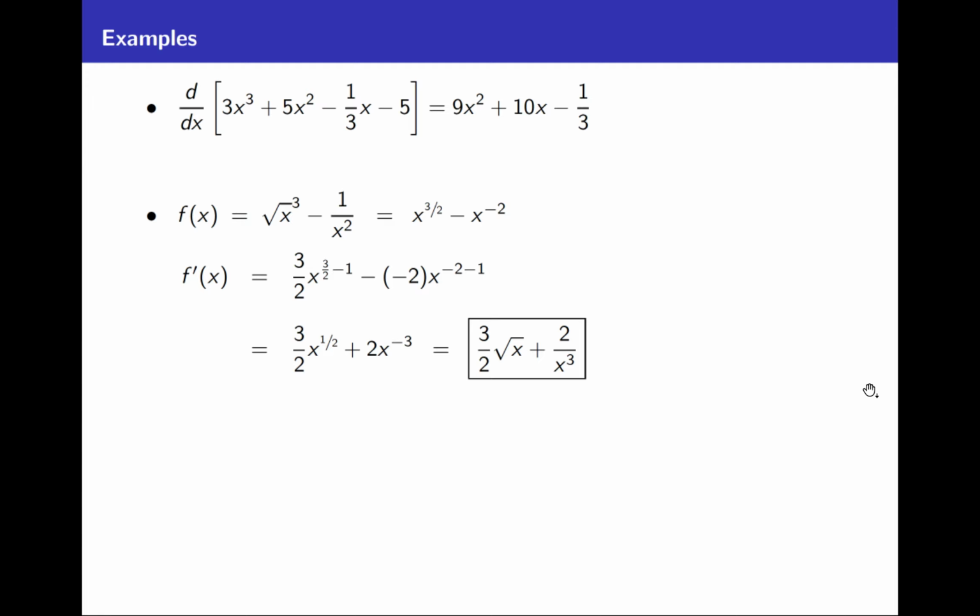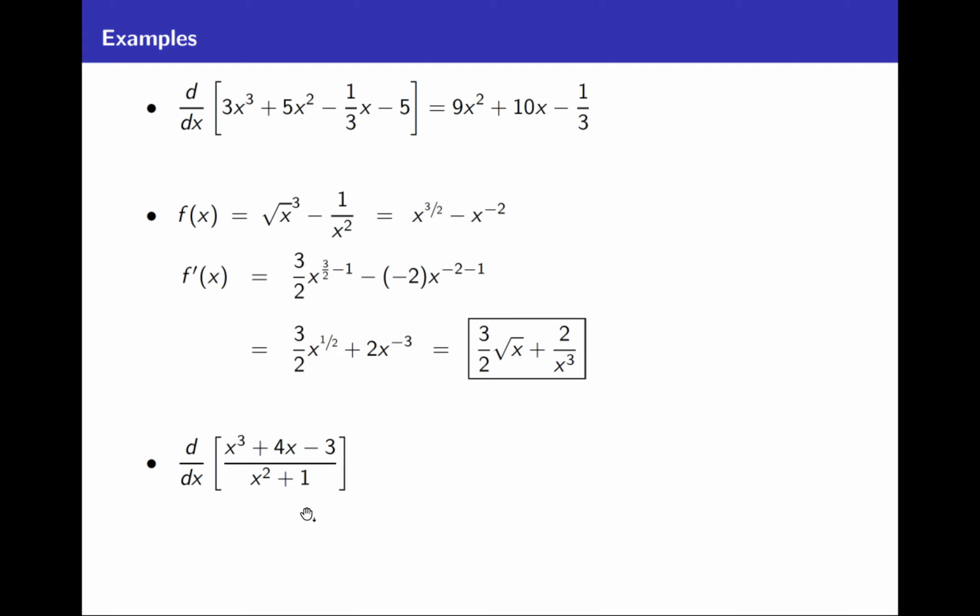So I hope you're seeing at this point that with our 5 new rules, there are a lot of functions we can find derivatives of very quickly without using limits. But there are a lot of functions that we can't find derivatives of now. What about the derivative of x cubed plus 4x minus 3 over x squared plus 1?